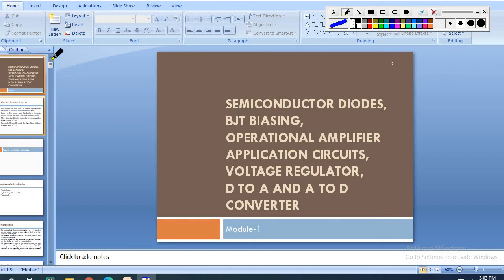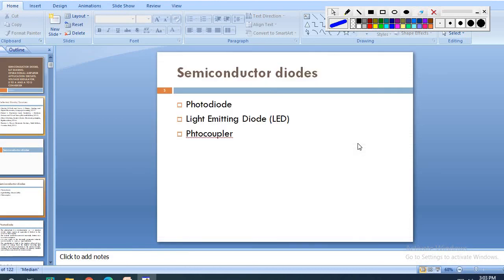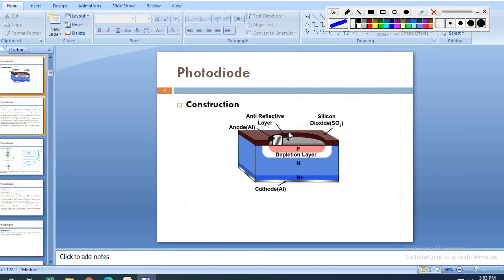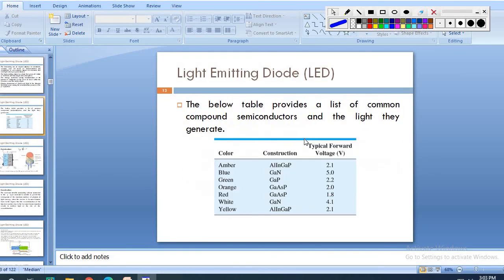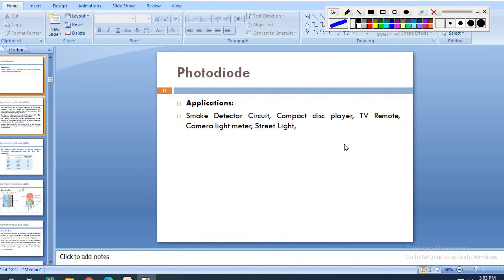First, we discussed semiconductor diodes, in that photodiodes and light emitting diode, and why we go to the photodiode and light emitting diode. LED we will discuss tomorrow. In the next class we will discuss LED; only the photodiode and the basic concepts of LED we discussed.